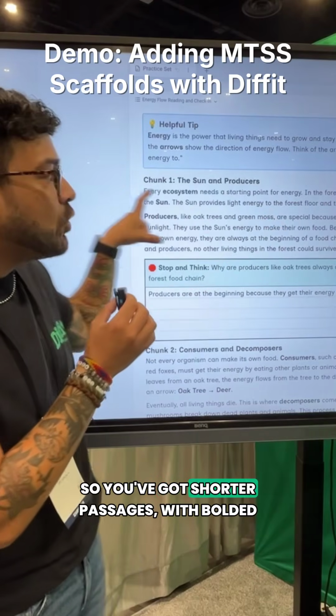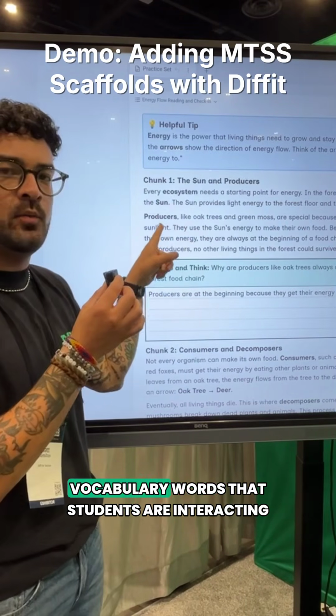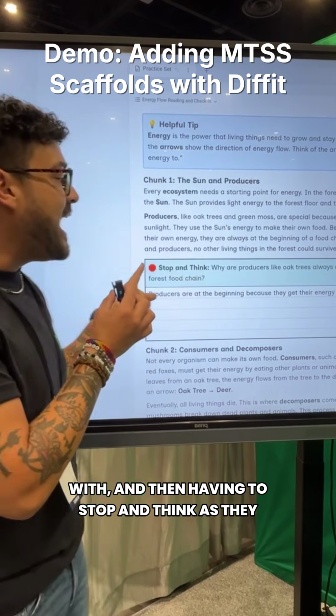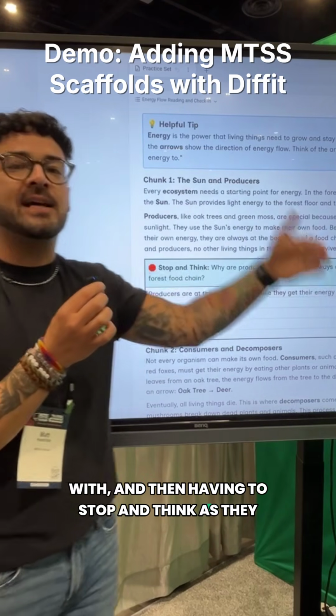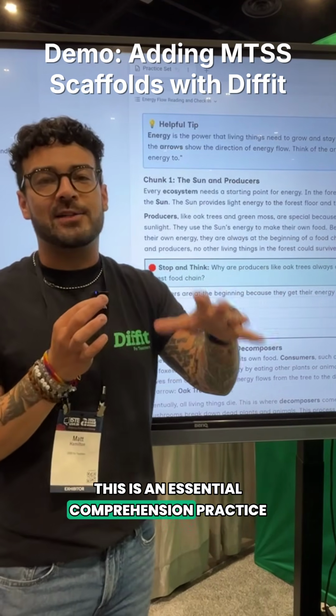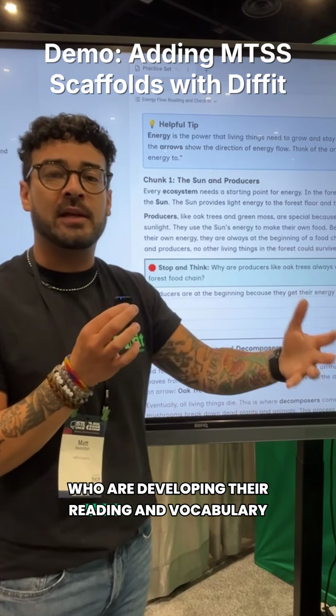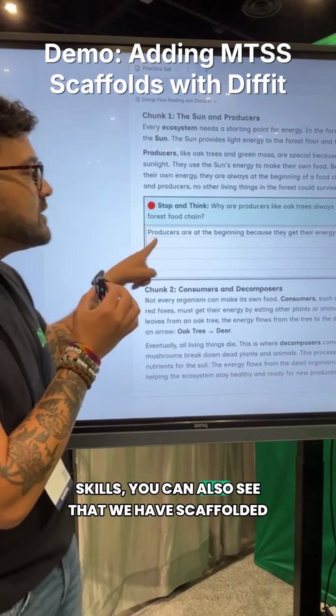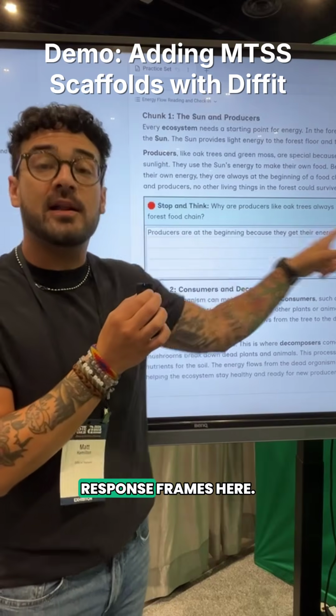So you've got shorter passages with bolded vocabulary words that students are interacting with, and then having to stop and think as they read. This is an essential comprehension practice for our students who are developing their reading and vocabulary skills. You can also see that we have scaffolded response frames here.